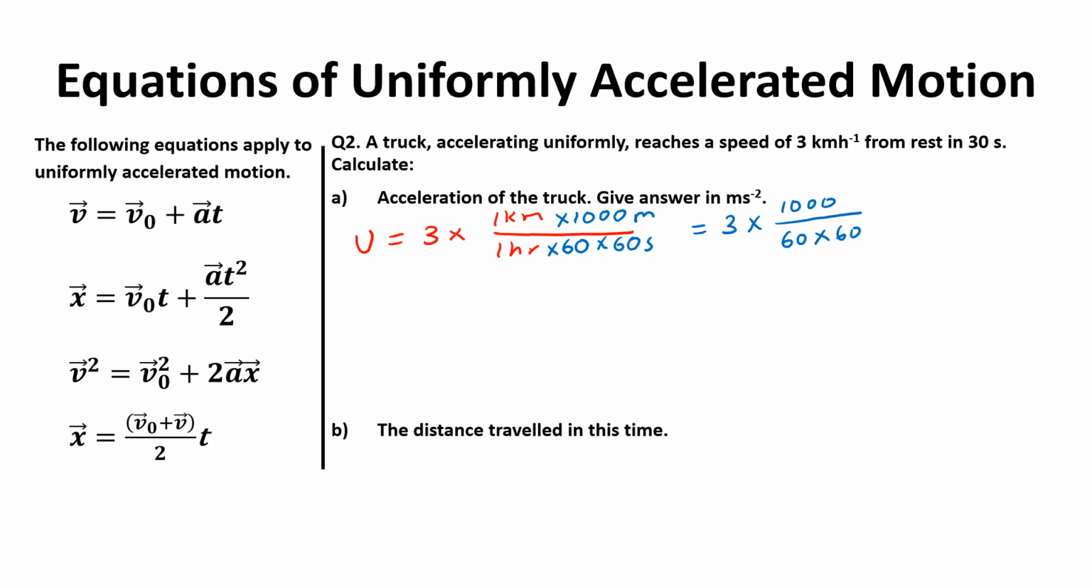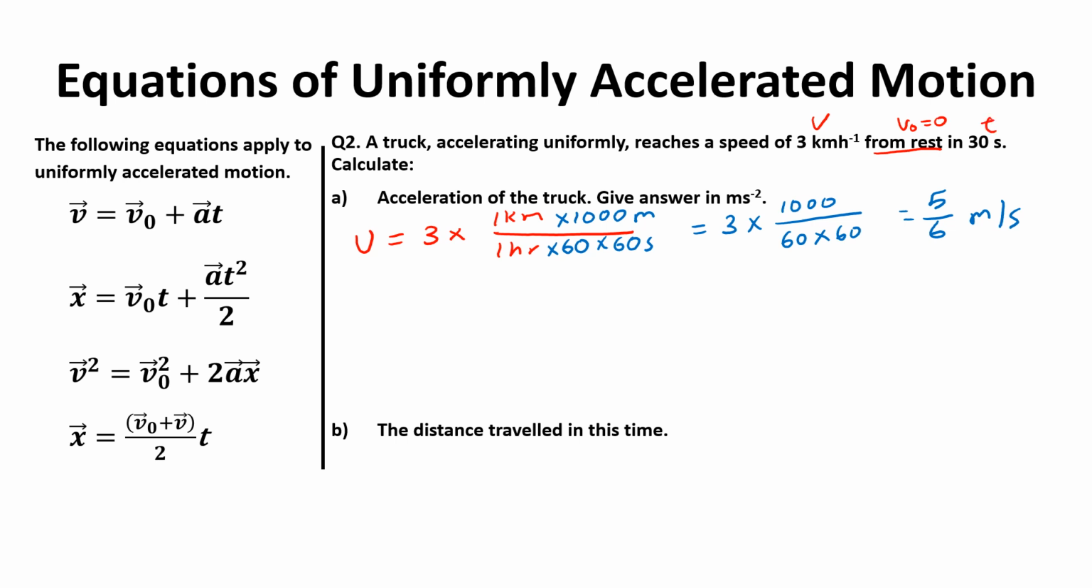So let's use the calculator and determine this value. 3 times 1,000 over 60 times 60, we get 5 over 6 meters per second. Alright, so this is our final velocity. We know the final velocity, again from rest, that means the initial velocity is equal to 0. The time is 30 seconds.